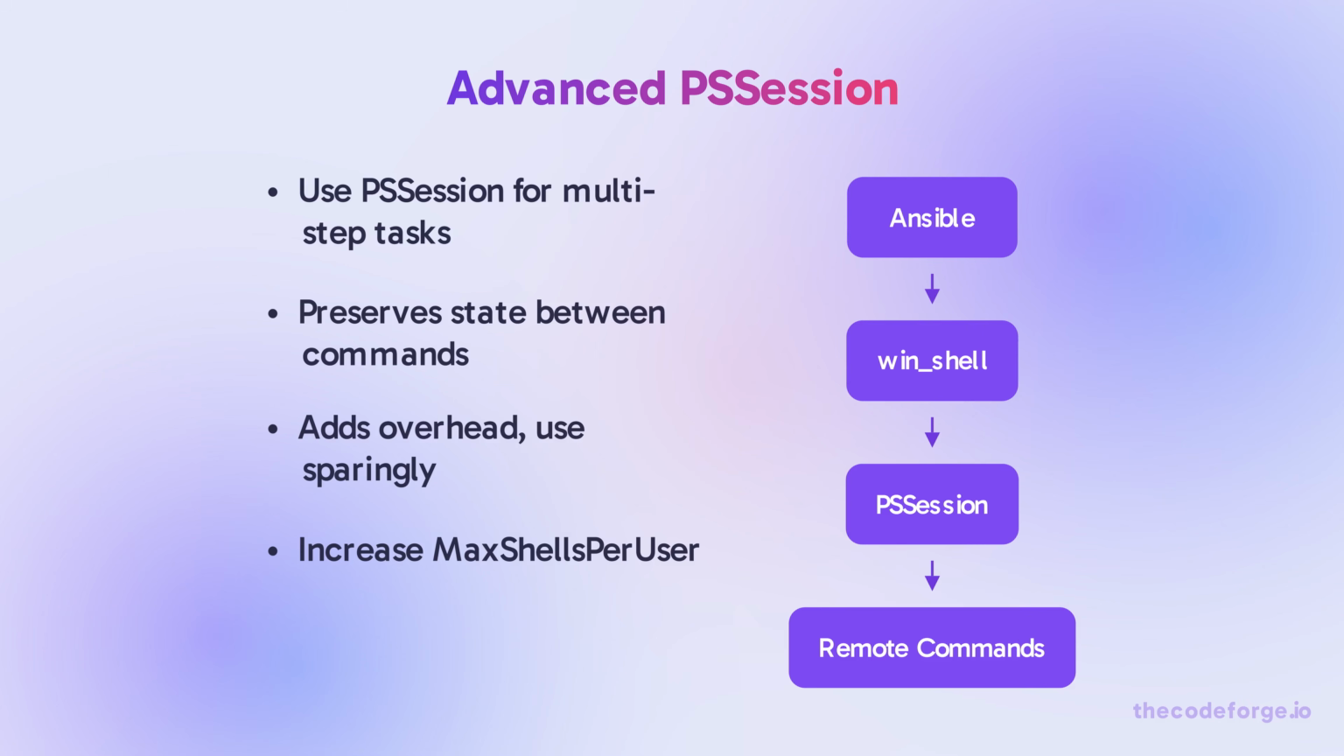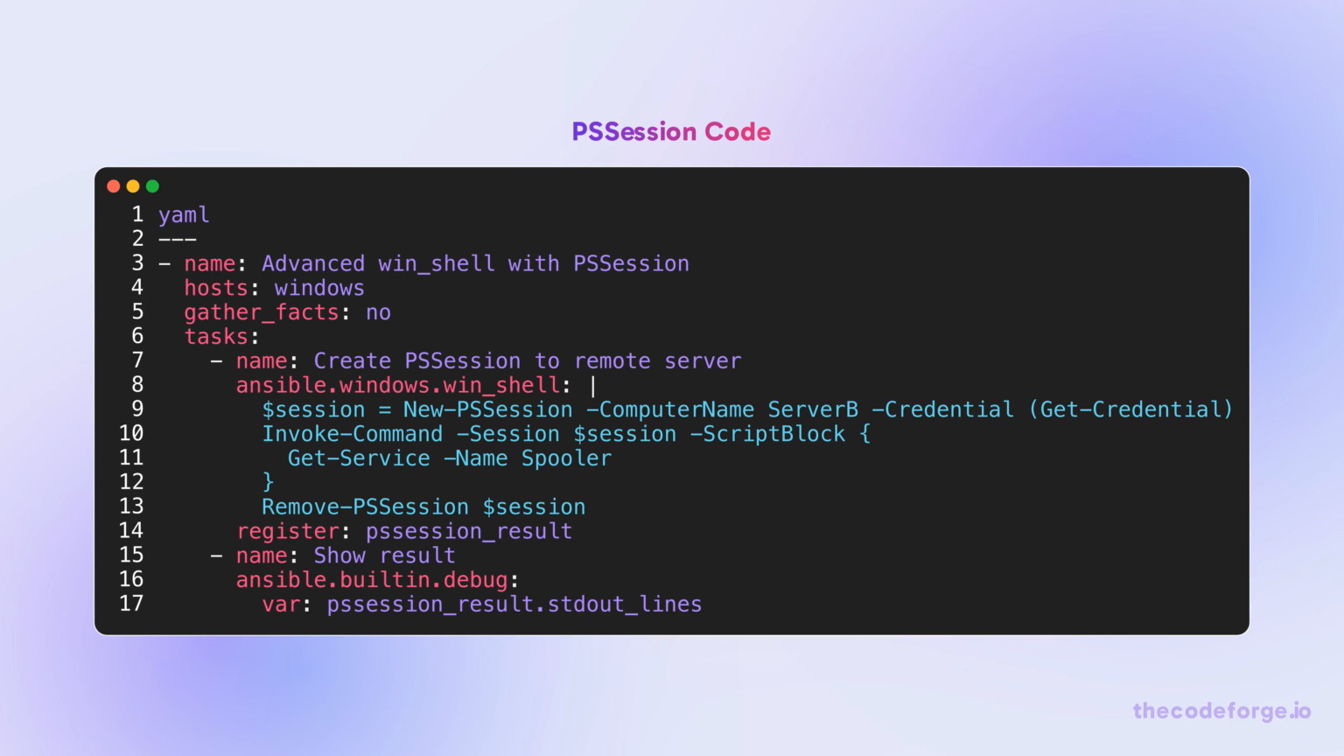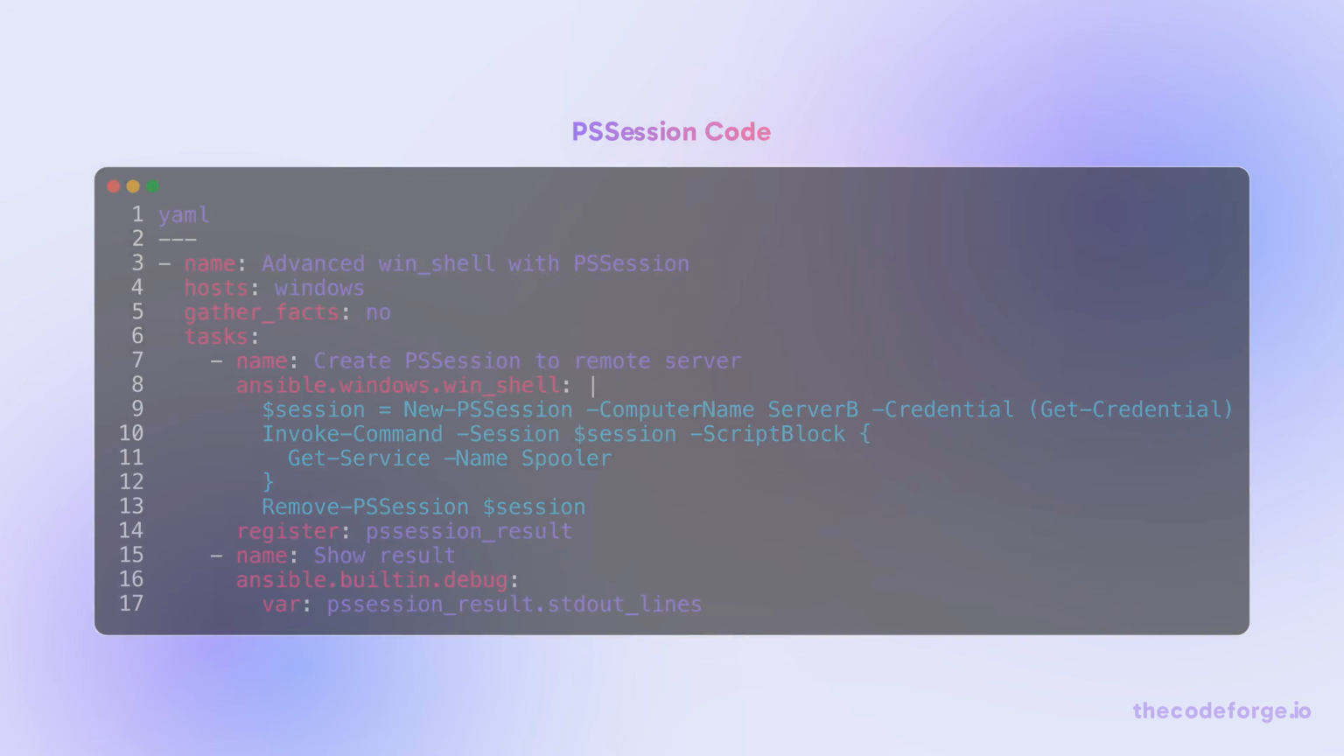For tasks that require multiple commands in a single session, use a PSSession within win_shell. This preserves state but adds overhead. Increase max shells per user if you hit limits. This playbook creates a PSSession to another server, runs a command, and removes the session.